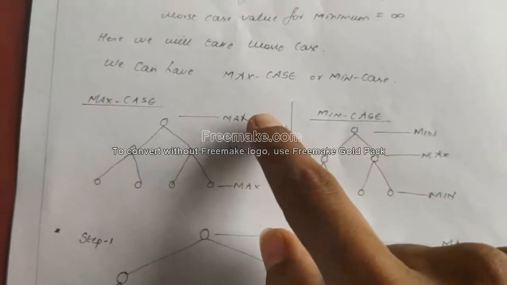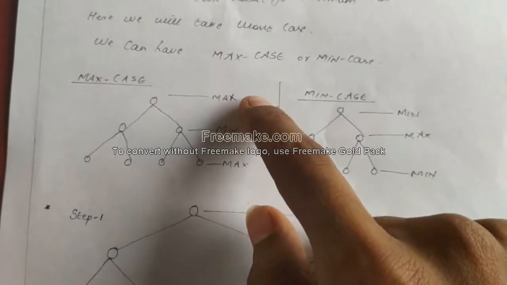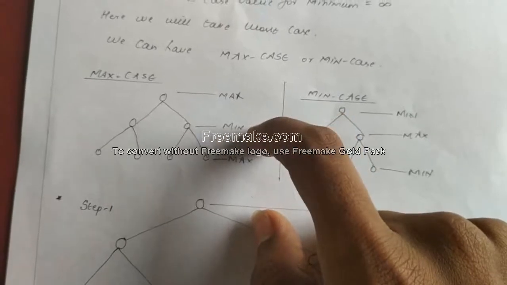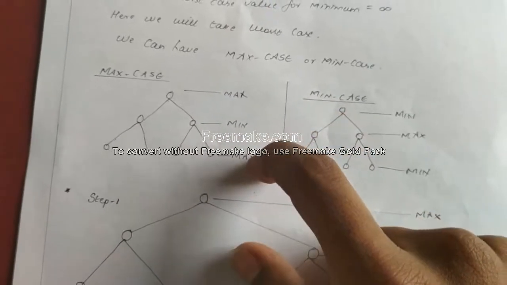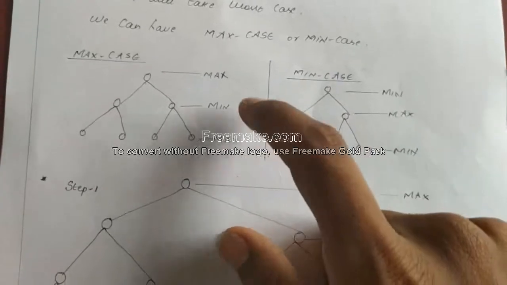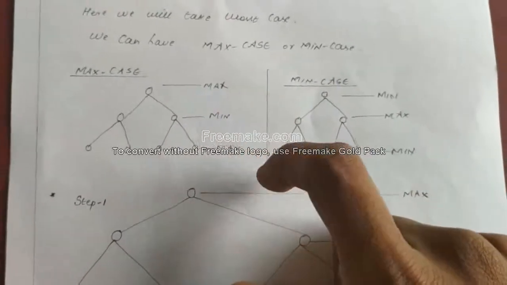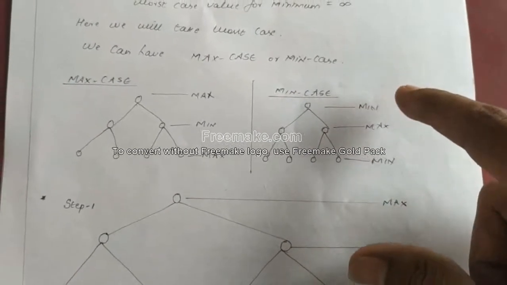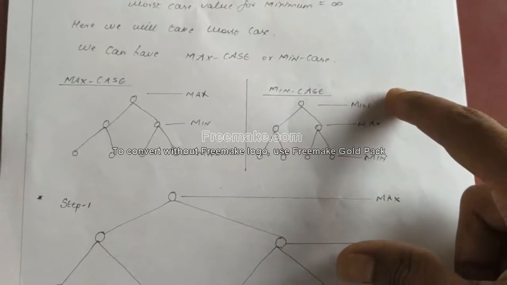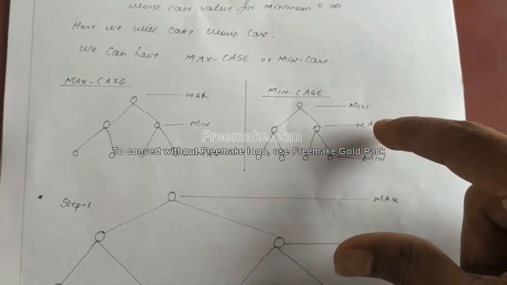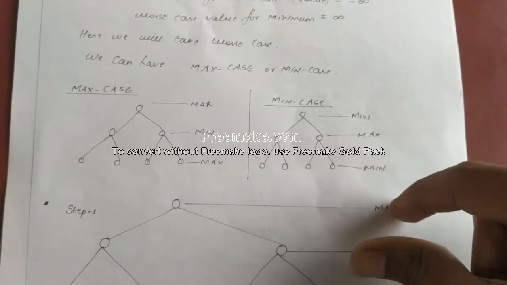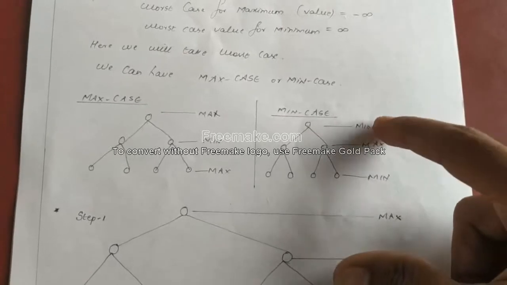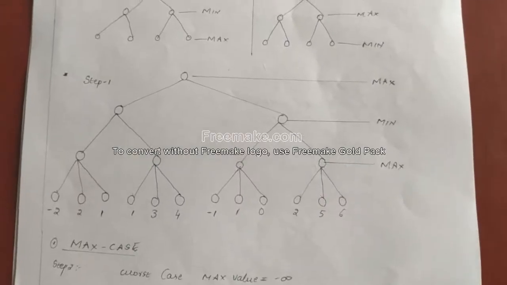That is, it starts from the root node. In the max case, the root node is considered as maximum, the consequent next level is considered as minimum, and the next level is considered as maximum, and it goes on alternating, starting from max, min, and so on. And the second is the min case. The min case starts with the root node as the minimum and the next level goes on like max, min, and so on. So it starts with the minimum and goes on min, max, and so on.